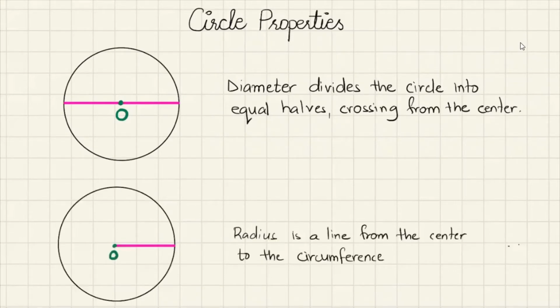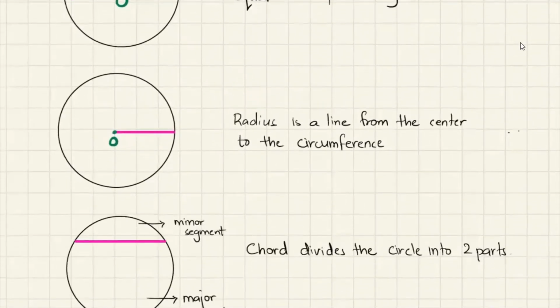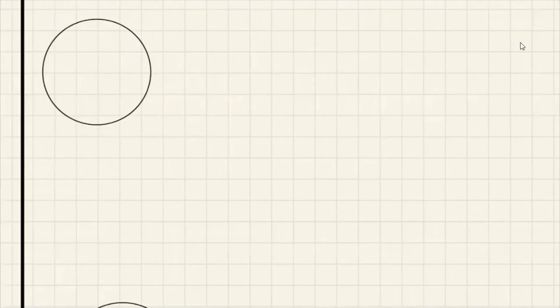A radius is a line from the center to the circumference. A chord divides the circle into two parts, so you can also say that your diameter is also a chord. Now let's move on to the properties. The first property that we'll be doing is of a chord. So let's make a chord here.